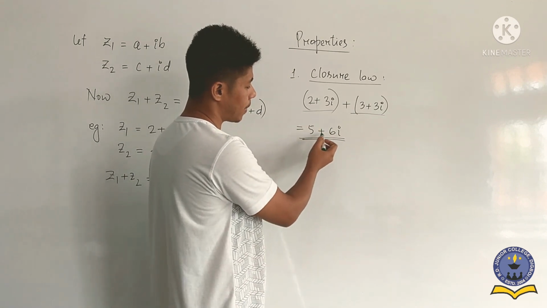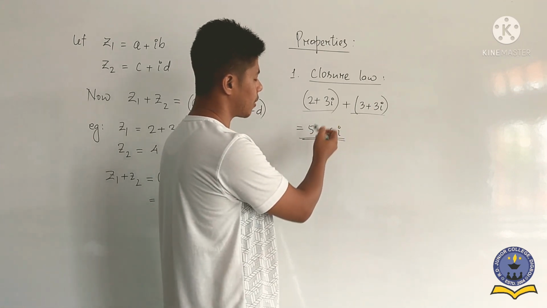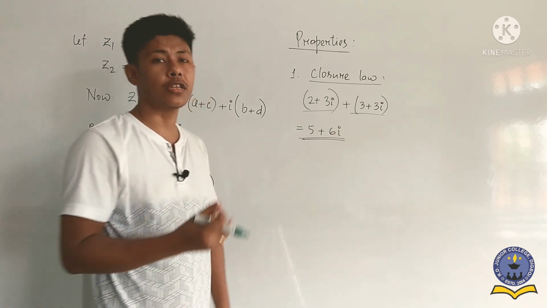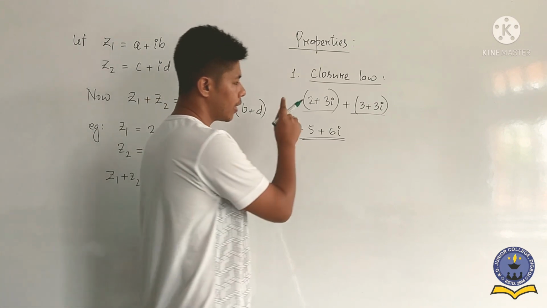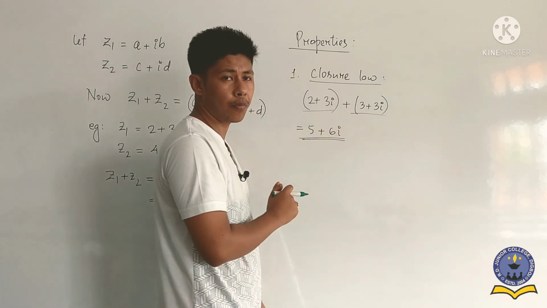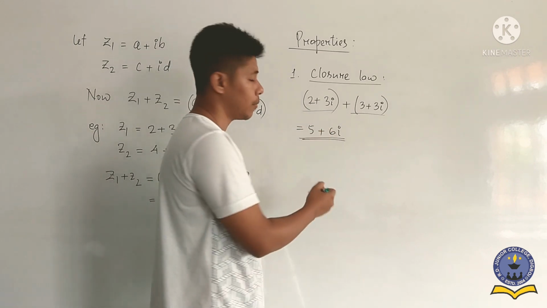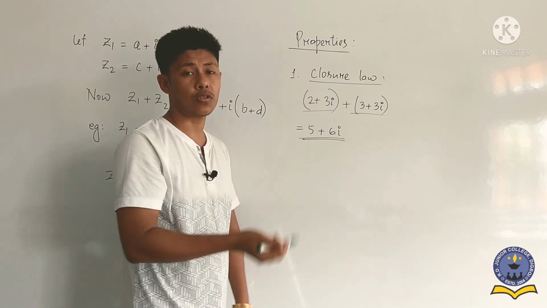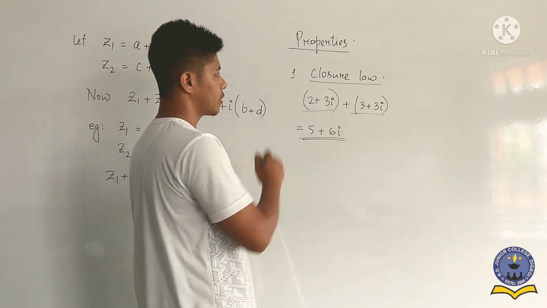You see, 5 plus 6i, 5 is the real part, 6i is the imaginary part. So that means this one is again a complex number, is not it? So this one is the meaning of closure law. If I repeat this one more time, if we add two different complex numbers and after addition we get again a complex number, then this property is known as closure property or closure law. Is it clear? So this one is the first law.